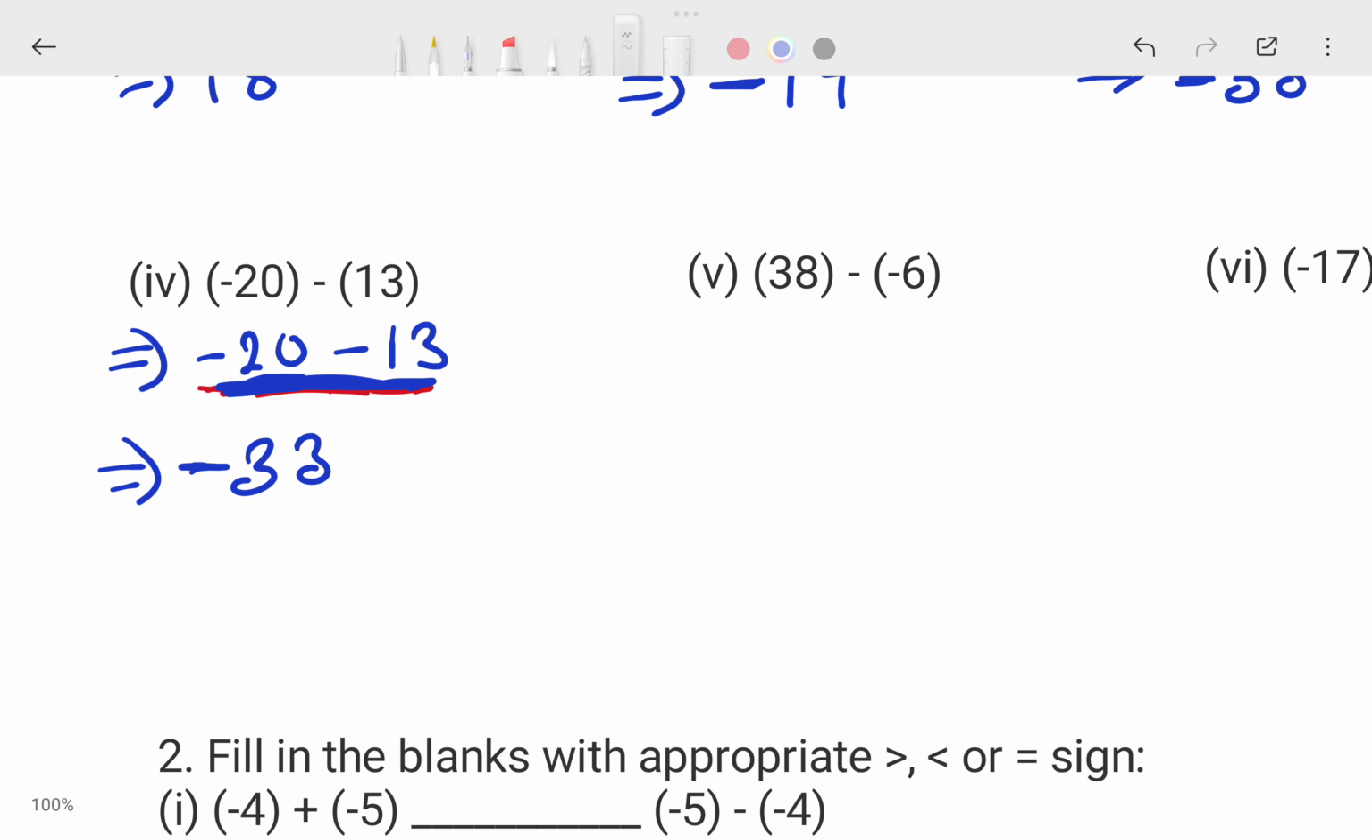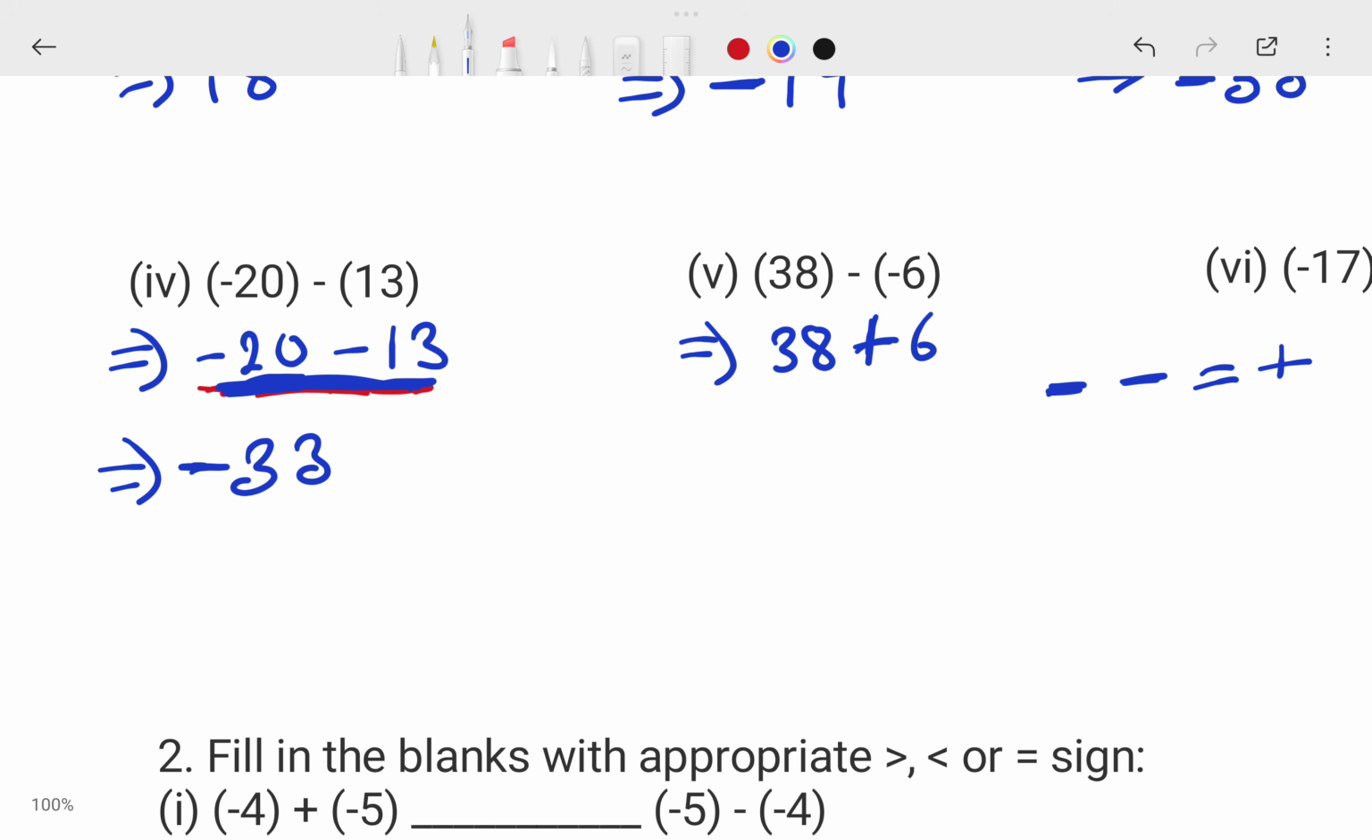So after that, let's talk about this one. In this question, 38 is given. So here minus minus is given, this is minus and minus. So when you do minus and minus, both are the same symbol, so it is going to be plus only. So the answer is plus 6.